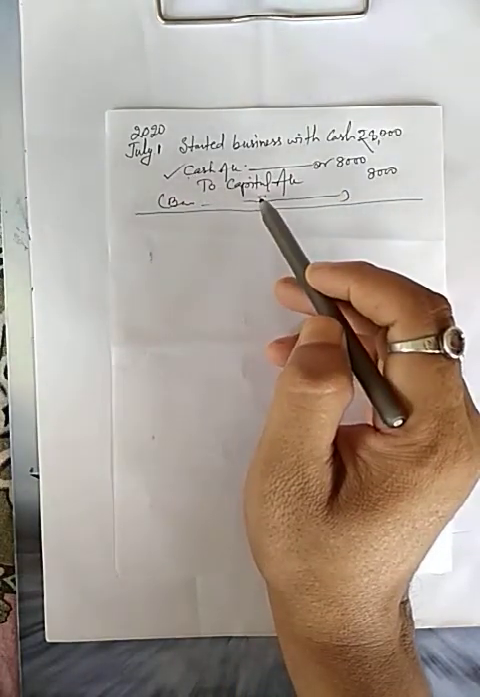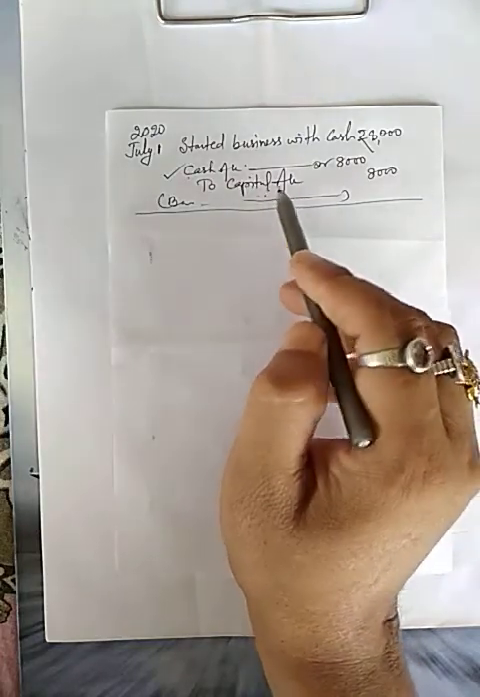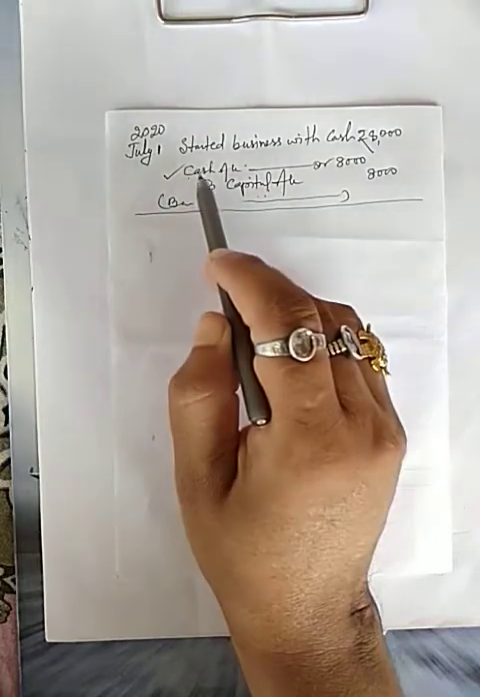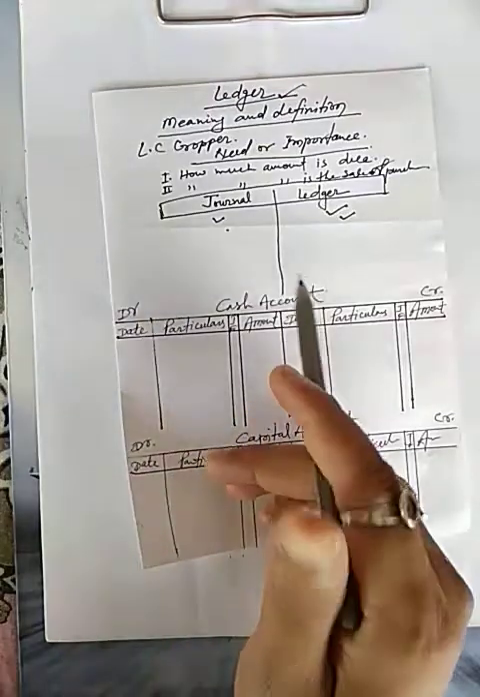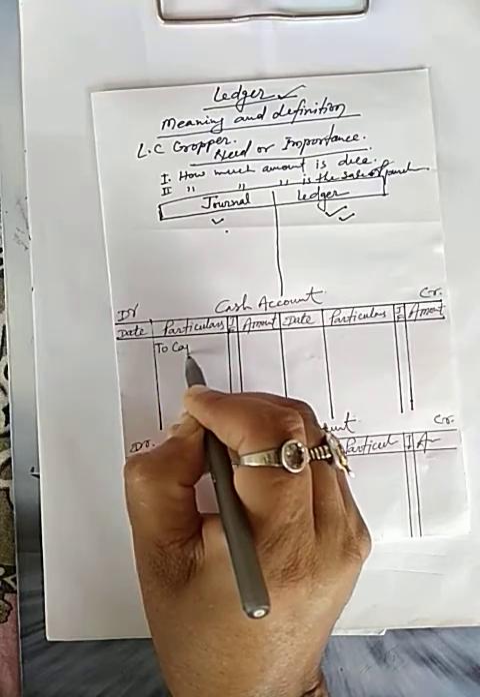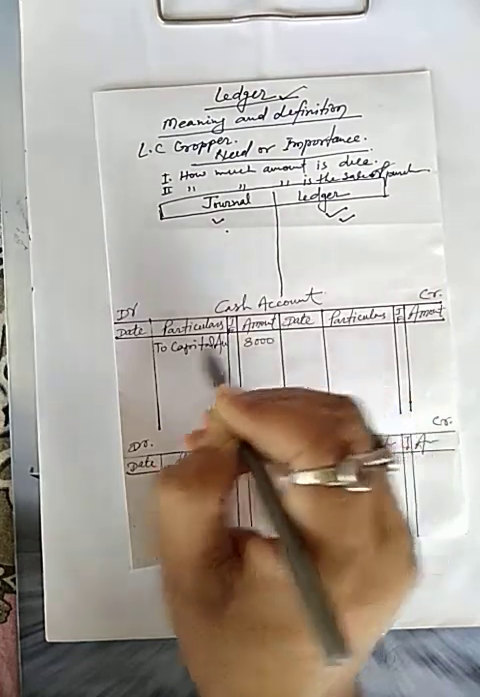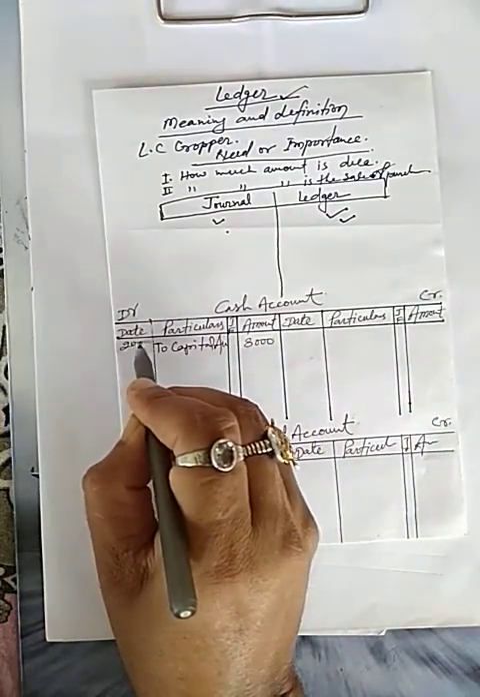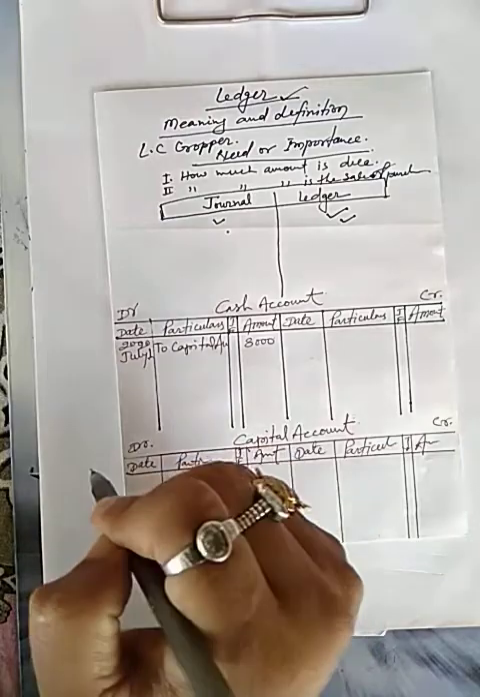Now the question will be cash account to capital account, but how will I post in ledger? So in cash account, debit side, I will write to capital account, rupees 8,000, on 2020 July 1st.